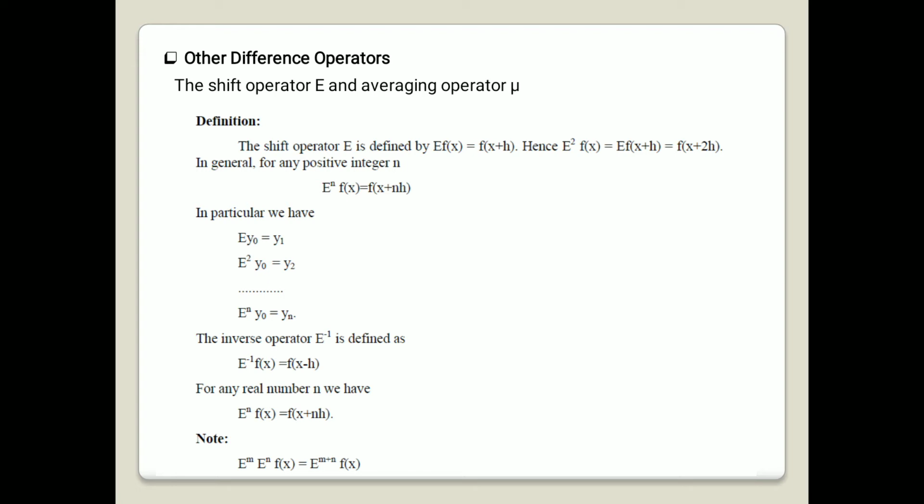The shift operator is denoted by capital E and the averaging operator is denoted by mu. The shift operator E is defined as E of f of x is equal to f of x plus h. Hence, E square of f of x is equal to E of f of x plus h, which is equal to f of x plus 2h. In general, for any positive integer n, E raised to n of f of x is equal to f of x plus nh.